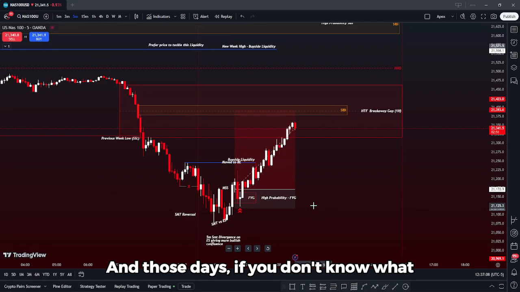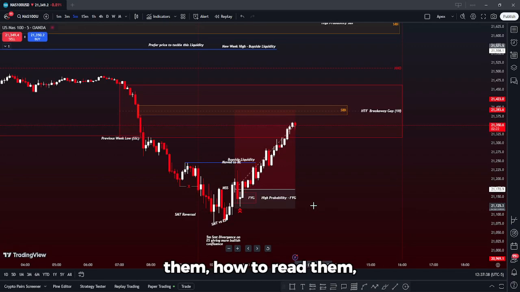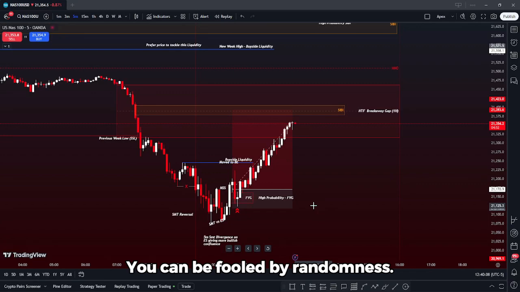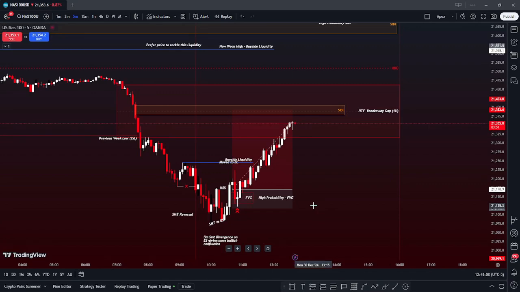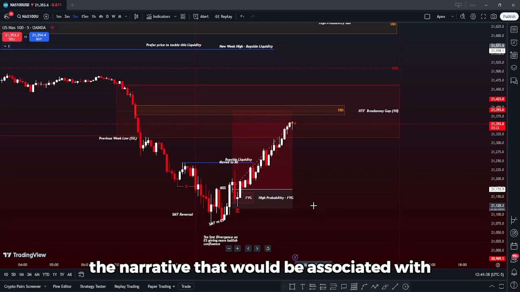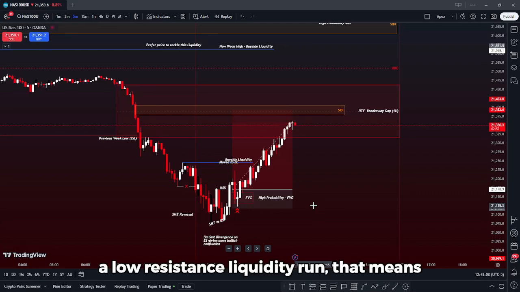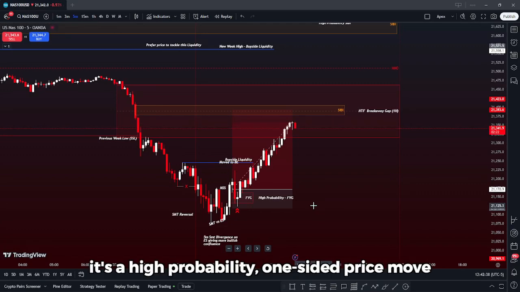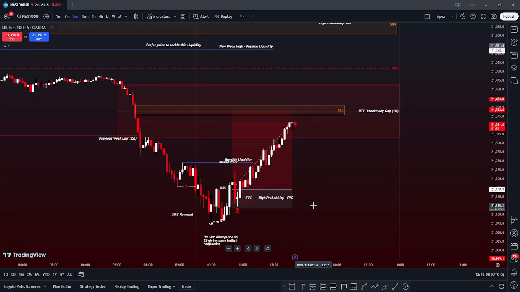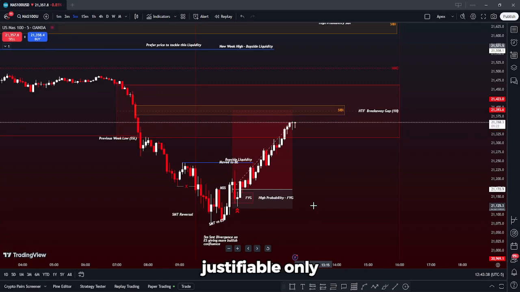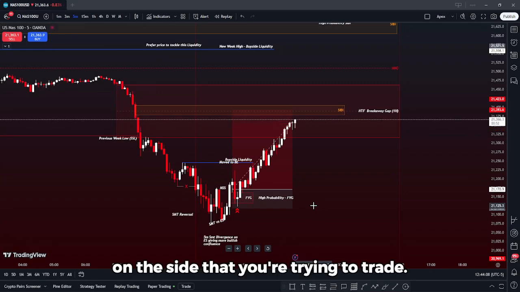And those days, if you don't know what you're looking for, when to anticipate them, how to read them, you can go in and trick yourself into thinking there's a pattern there. There's a pattern in anything. You can be fooled by randomness. But when you apply logic and the narrative that would be associated with a low resistance liquidity run, that means it's a high probability one-sided price move that is justifiable only on the side that you're trying to trade.